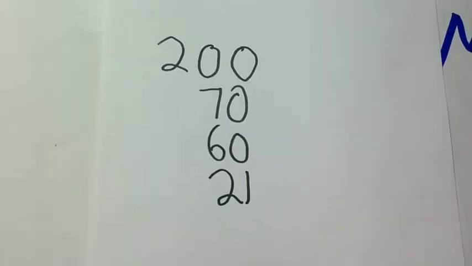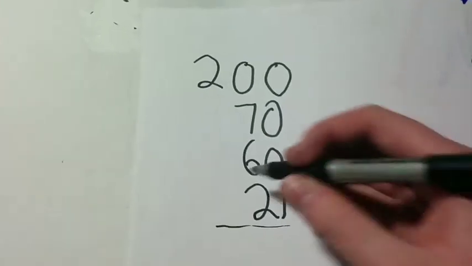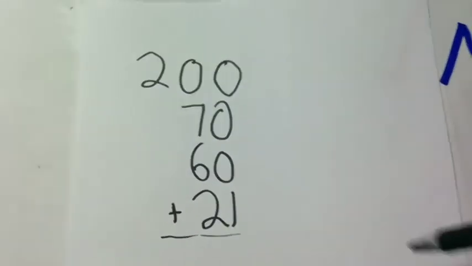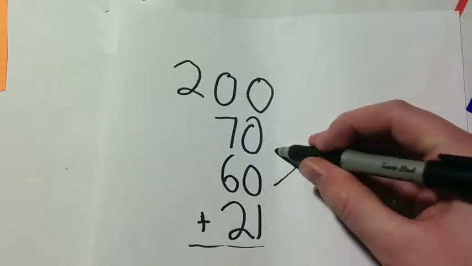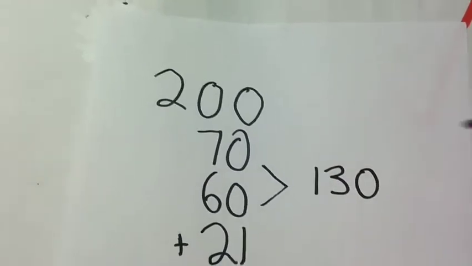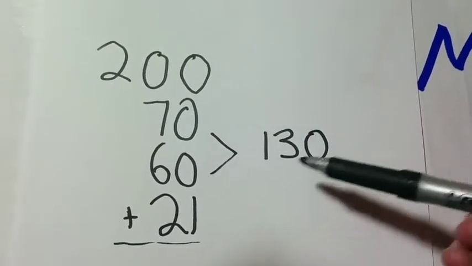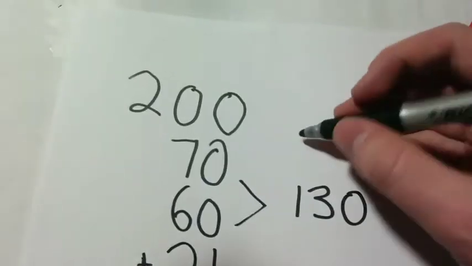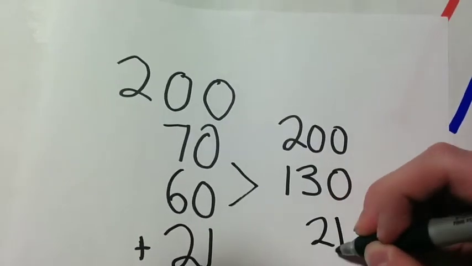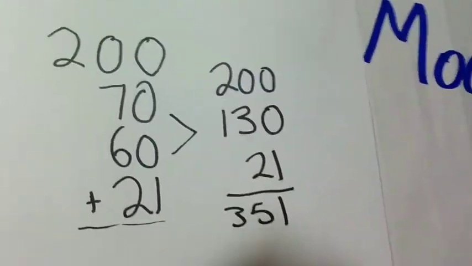Now that I have my measurements, I can turn this into a simple addition problem. But I'm going to make it even simpler for me, and I'm going to change 70 and 60 into 130. I know this because 7 plus 6 is 13, and I just add a 0 for the place value. I then add my 200 and my 21 to make 351.